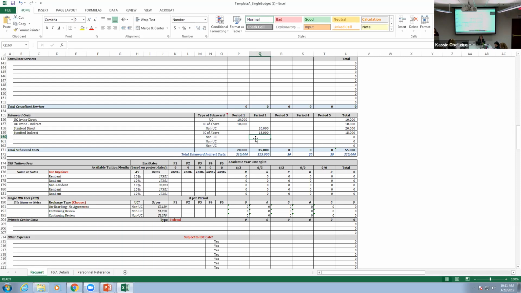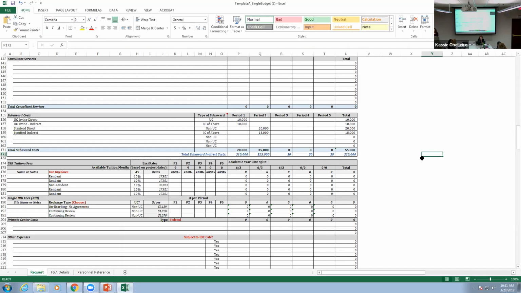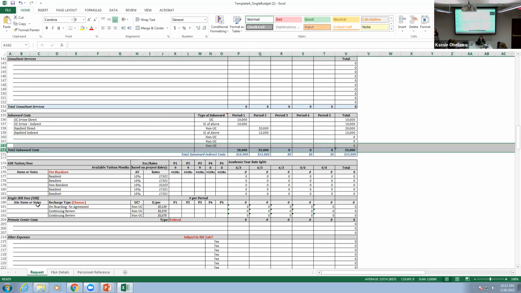Okay, did everybody get the same totals? Okay, and what you notice down here is that this totaled the total of the indirects. If you add multiple, you'll notice there's some lines here hidden. So you can add more subawards. We can unhide this and add a whole bunch more.